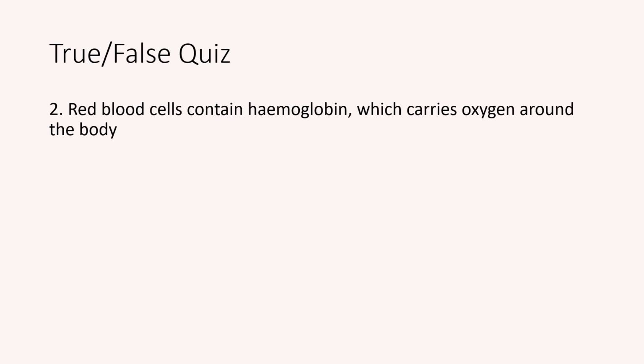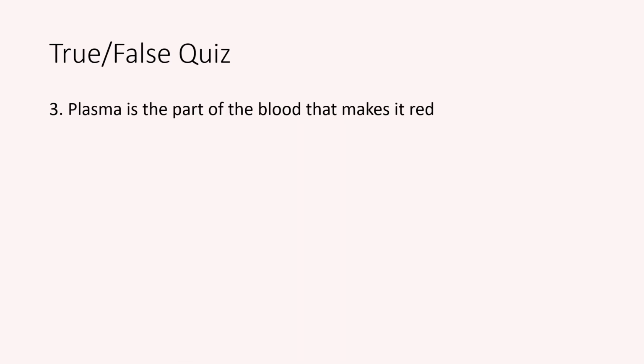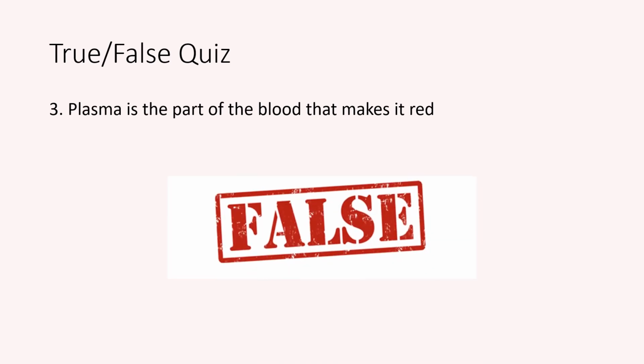The next question is, red blood cells contain hemoglobin, which carries oxygen around the body. Do you think that's true or false? The answer is true. The next question is, plasma is the part of the blood that makes it red. Is that true or false? The answer is false. It would be the clear part.